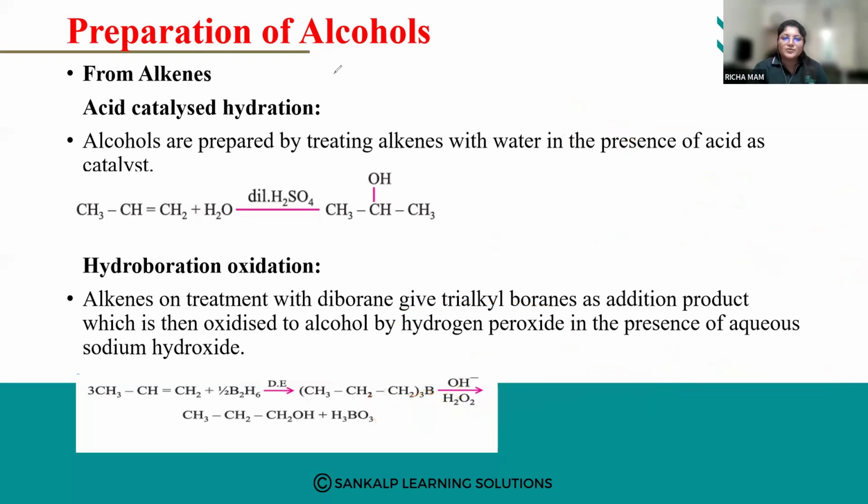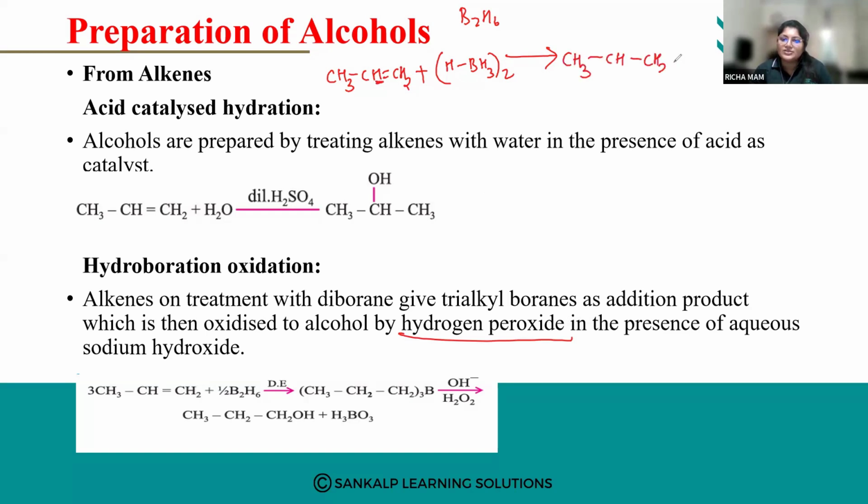Here I'll write. We have taken an alkene, and we are going to add BH3 twice. B2H6 is your diborane. The reaction is occurring in the presence of hydrogen peroxide, so it will be reversed. The hydrogen will be added to the carbon with less number of hydrogens. So what I'm going to get is CH3 CH CH2, and BH2 and BH2.